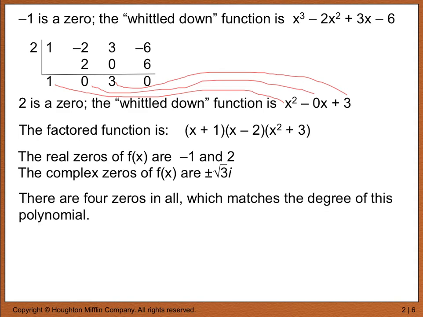There are 4 zeros in all, which matches the degree of this polynomial. And since this degree was 4, there are 4 zeros.